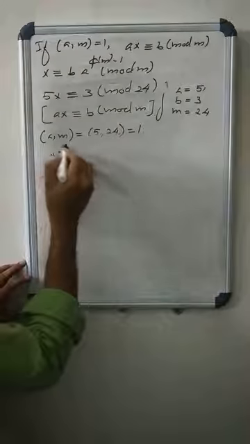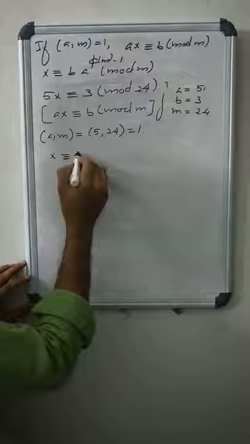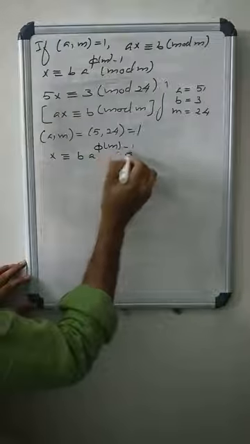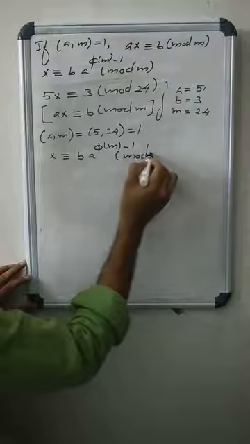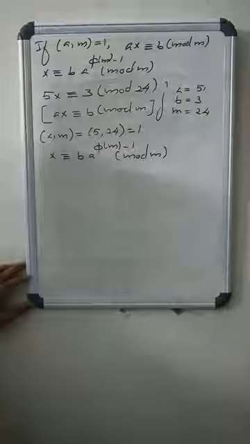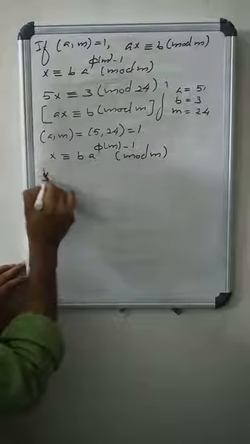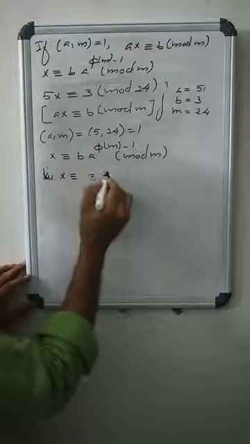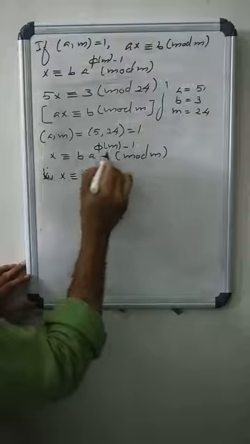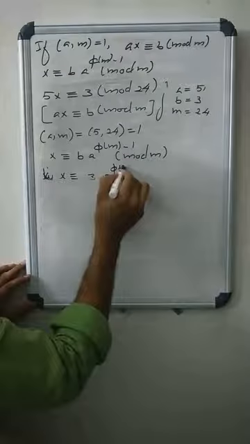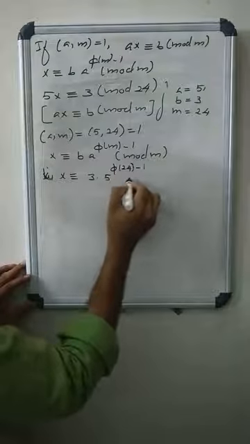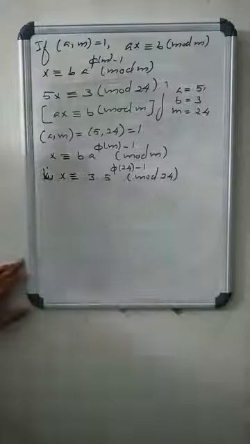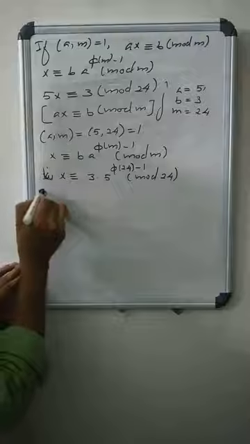The solution, according to the previous argument, is x congruent to b times a to the power phi of m minus 1, mod m. That is x congruent to what is b? 3. What is a? 5. Phi of m, phi of 24, minus 1, mod m, which means 24. Enough. What is phi of 24?